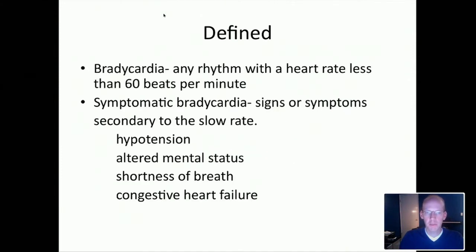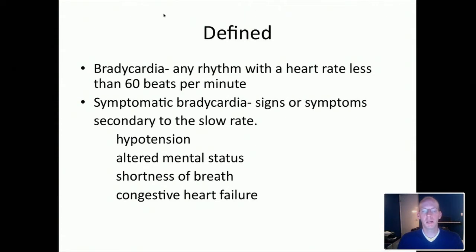So let's get started. Let's define what we mean by symptomatic bradycardia. Well, let's first just define bradycardia. Bradycardia or bradydysrhythmia is basically any rhythm with a heart rate less than 60 beats per minute. Now, it could be sinus bradycardia, so it's a sinus rhythm, or it could be a high degree nodal block. Could be first, second, or third degree heart block. The thing that quantifies it as bradycardia is less than 60.